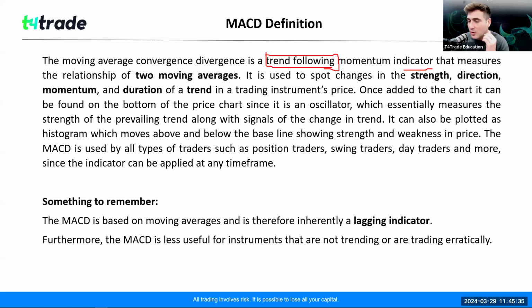So trend following, it does not tell you where the trend is going to move next. It's telling you from where and how long it took the trend to come up until this point. So you're dealing with lagging information, not leading information. It compiles information from the past. It is in a sense a momentum indicator and is used to spot changes in strength, direction, momentum, and duration of a trend. So you have four dimensions, if you like, of any given trading instrument's price.